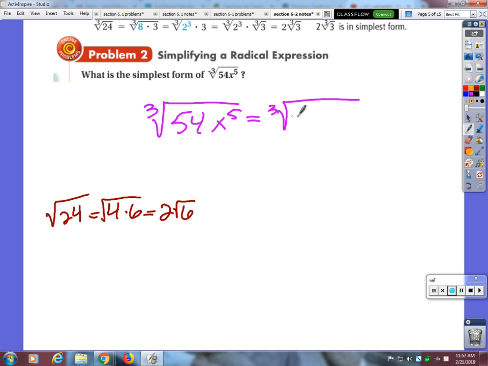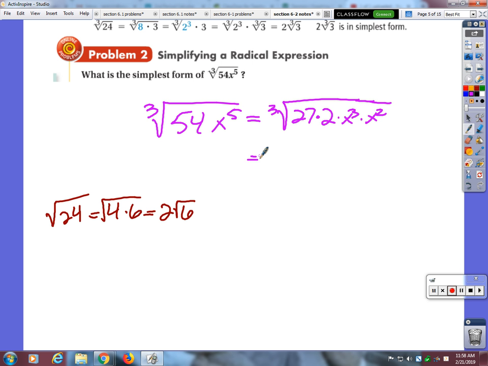So I'm going to rewrite this as 27 times 2, okay? Now I need to break down the variable. What we talked about on Tuesday was that the variables are actually pretty easy because you just have to divide this number by this number. So to figure that out, I'm going to ask a slightly different question. What's the biggest number less than 5 that 3 goes into evenly? 3. So I'm going to rewrite x to the 5th as x to the 3rd times x squared, okay?